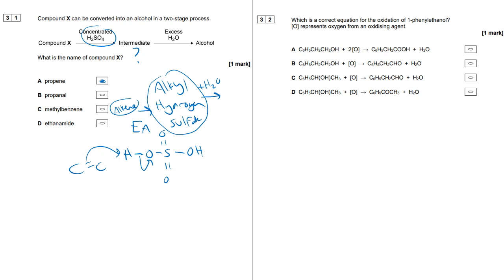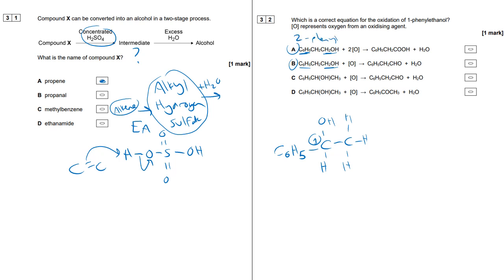Question 32. What is a correct equation for the oxidation of 1-phenyl ethanol? So if we've got ethanol, obviously 2 carbons, hydroxy group, the phenyl must be on the same carbon as the hydroxy group. So we need the C6H5 on that carbon there. So looking at the oxidation in a second, but that eliminates the possibility of A or B, because the OH is on carbon 1, the phenyl is on carbon 2. So A and B would be 2-phenyl ethanol.